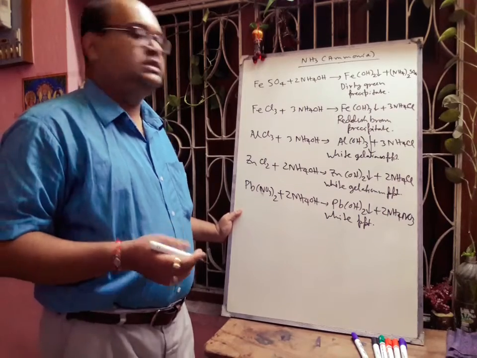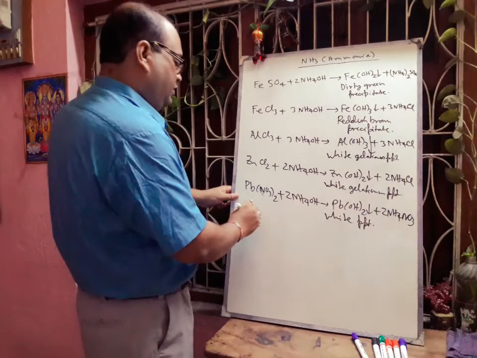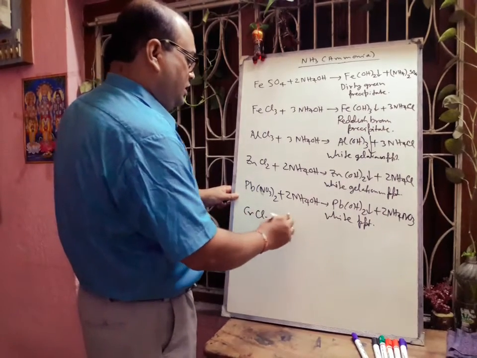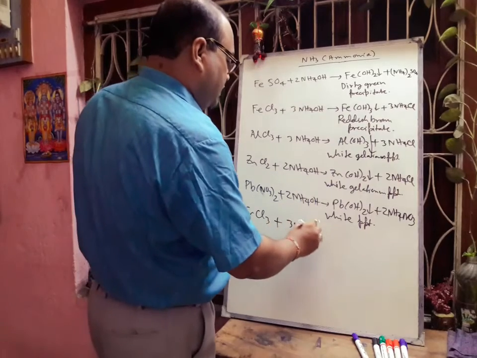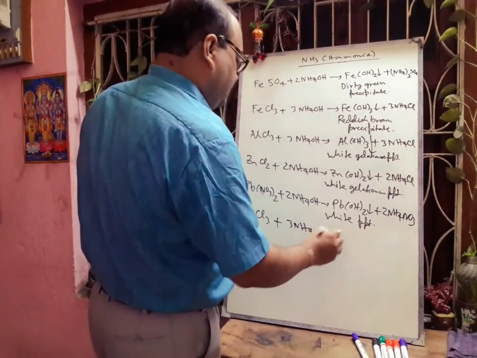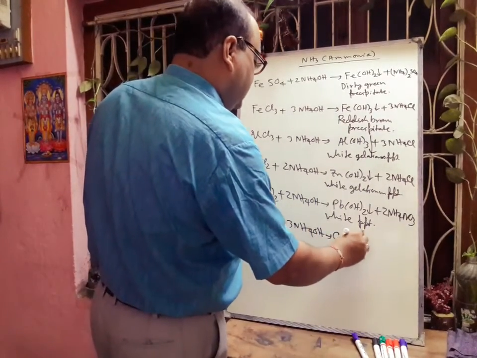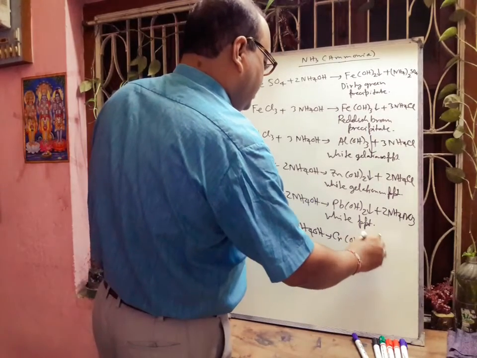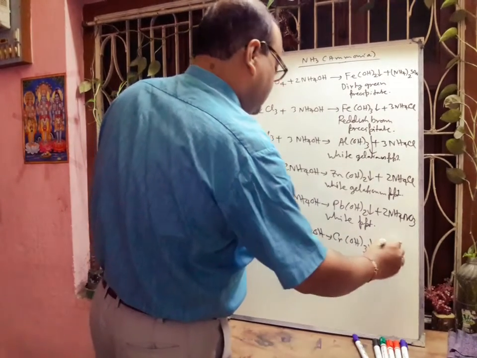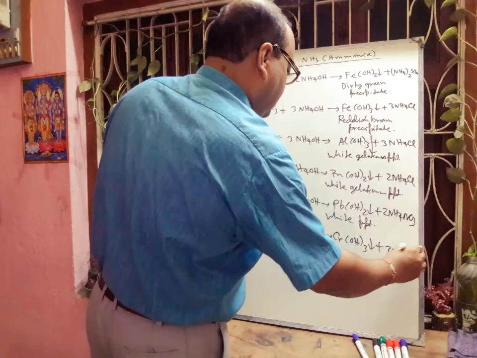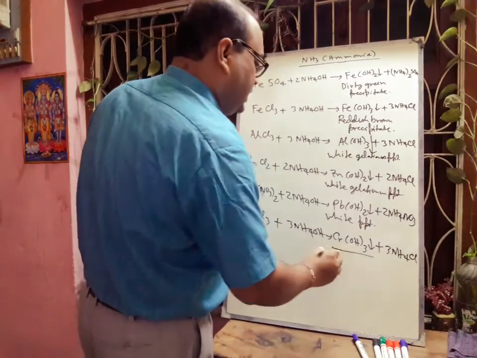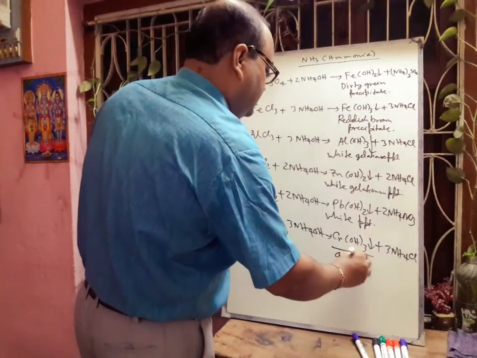Next, we will discuss the chromium salt. We take some chromium chloride and if we add ammonium hydroxide here, then there will be formation of chromium hydroxide and formation of 3 NH4Cl. Now what will be the color of this chromium hydroxide? That is green PPT.